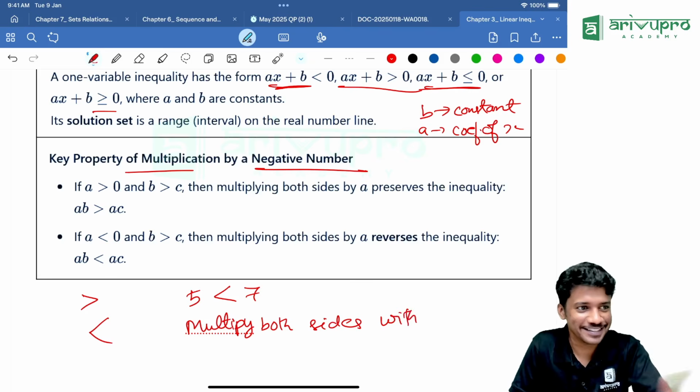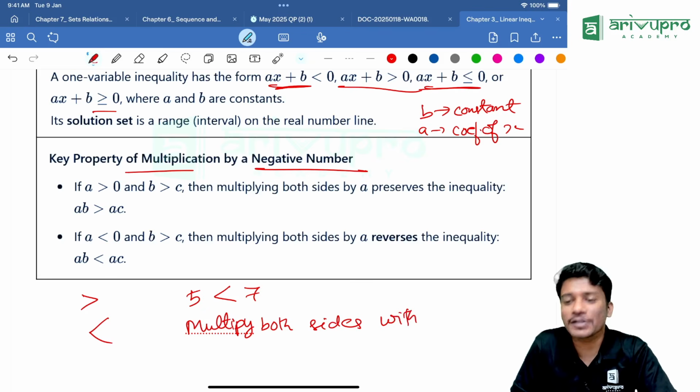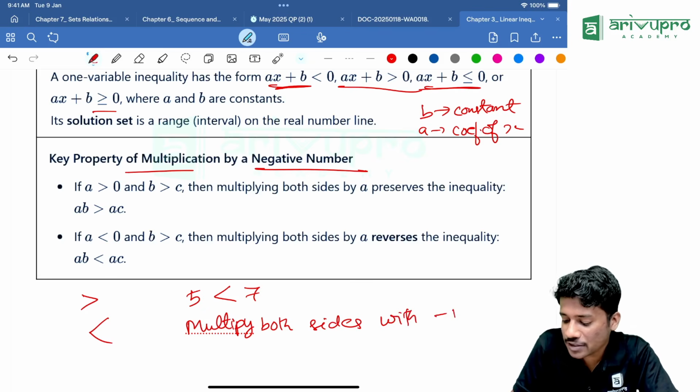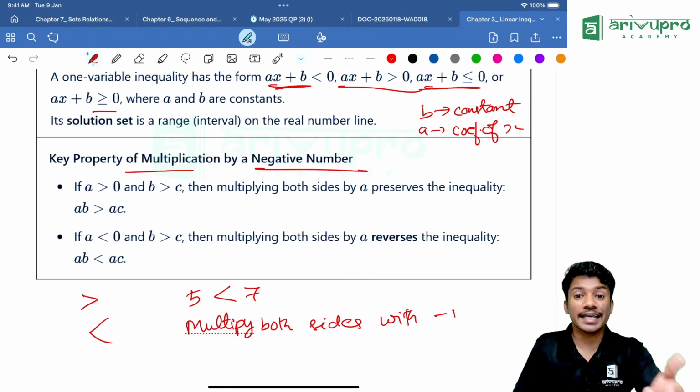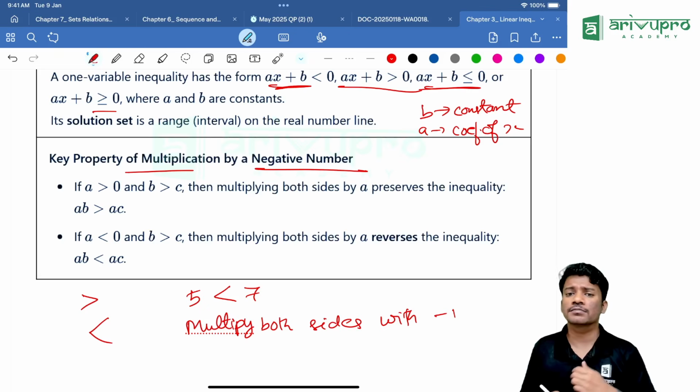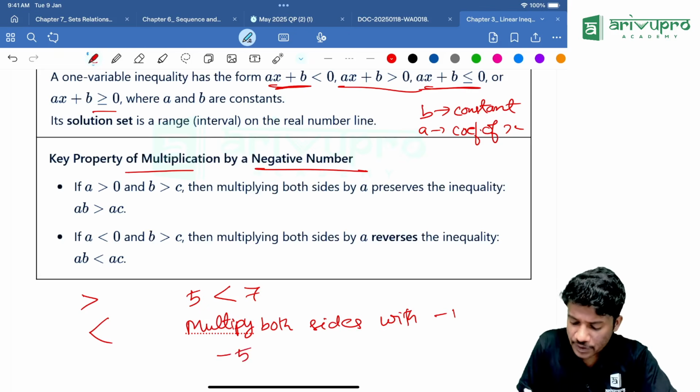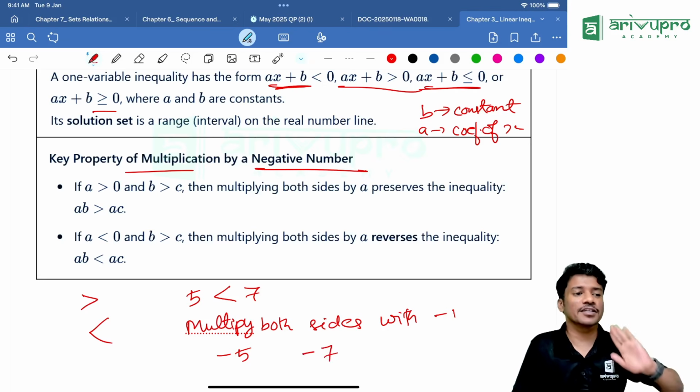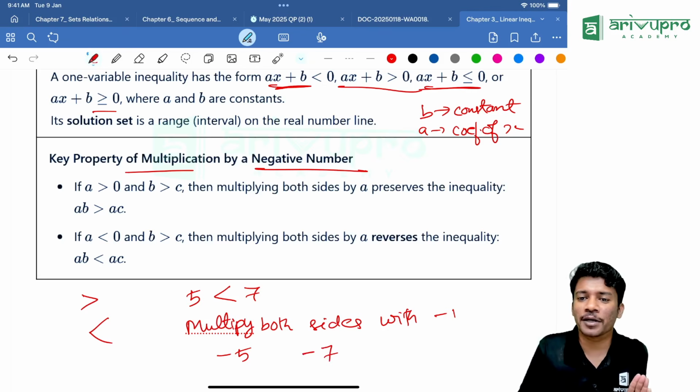Multiply both sides with, yes, Preeti? Yes, yeah, please sit. Multiply both sides with minus 1, or a negative sign. What will happen? 5 will become what? Minus 5. 7 will become what? Minus 7. Now my question is, which is the bigger number? Minus 5 or minus 7? Minus 5 is the bigger number.